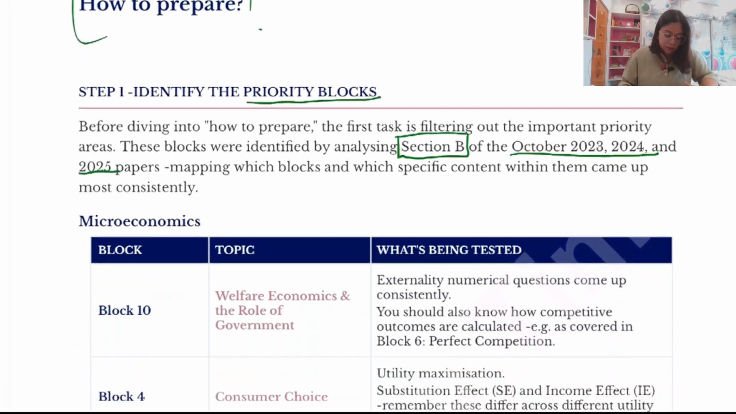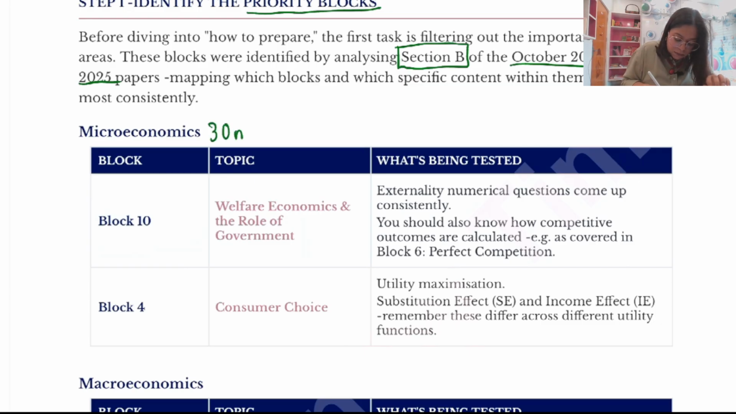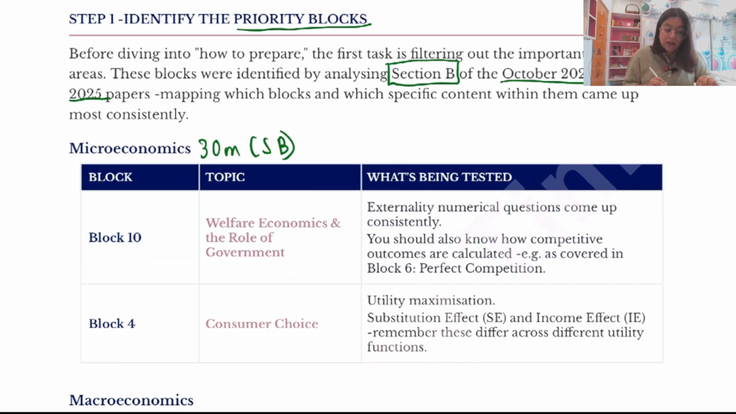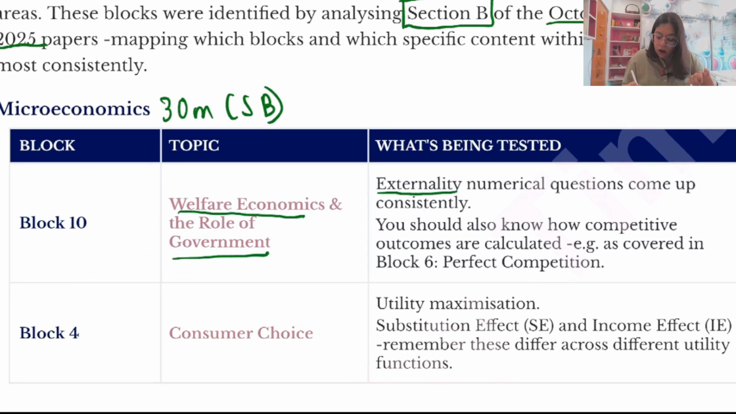In section B, coming to microeconomics, which comes for 30 marks, in the first question of section B, block 10 has been heavily tested, which is welfare economics and the role of government. A numerical which has the concept of externality, where marginal social benefit or marginal social cost comes up, and you should also know how to calculate competitive markets, because if a market has an externality, you first need to know how a market looks without externality, which is taught in block 6. So you see how linked the blocks are.